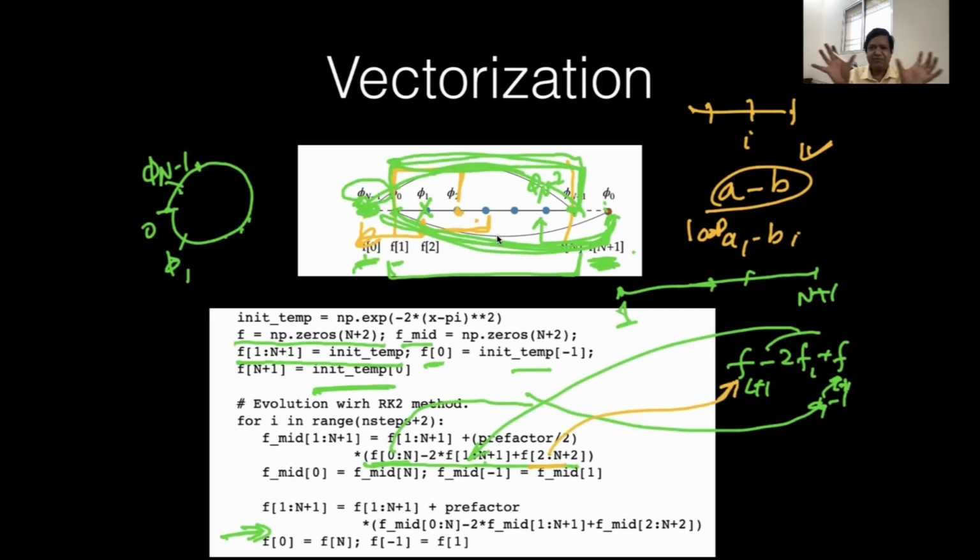So in one shot, I'm doing the subtraction for all the points, 1 to n plus 1. I'm computing the second derivative at all the points in one shot, and this is fast. So this is for f mid, and of course we need to copy all the time. This operation is exactly the same as what is done there, and so on. So yes, the second derivative we need to compute by vectorization. That's the key.